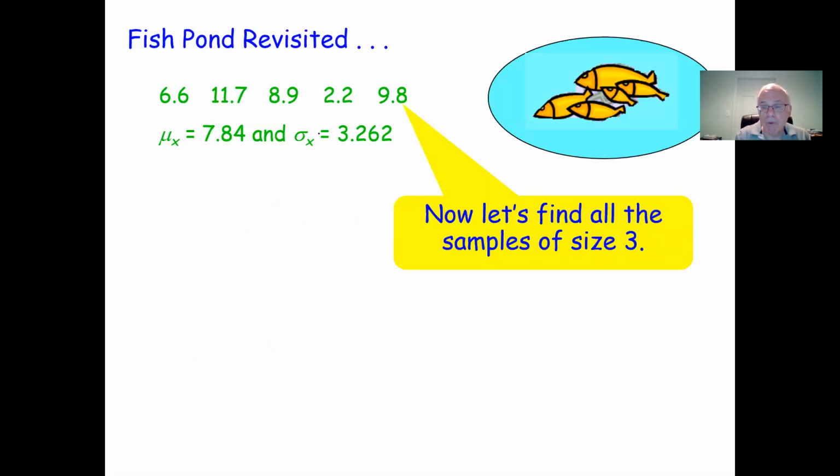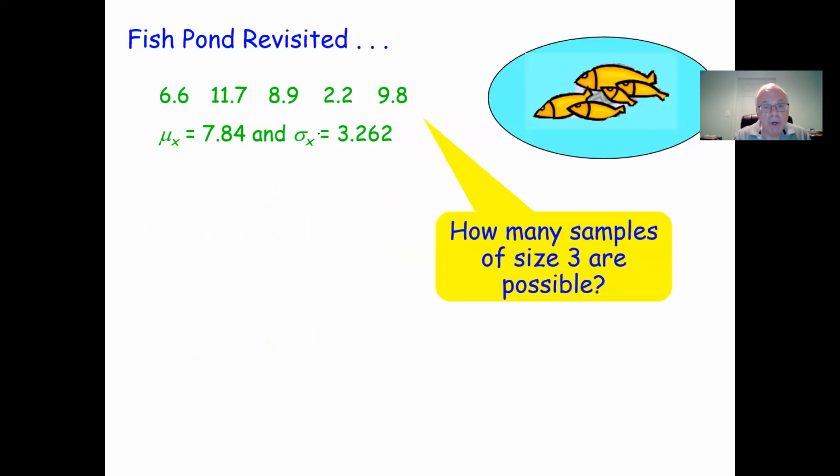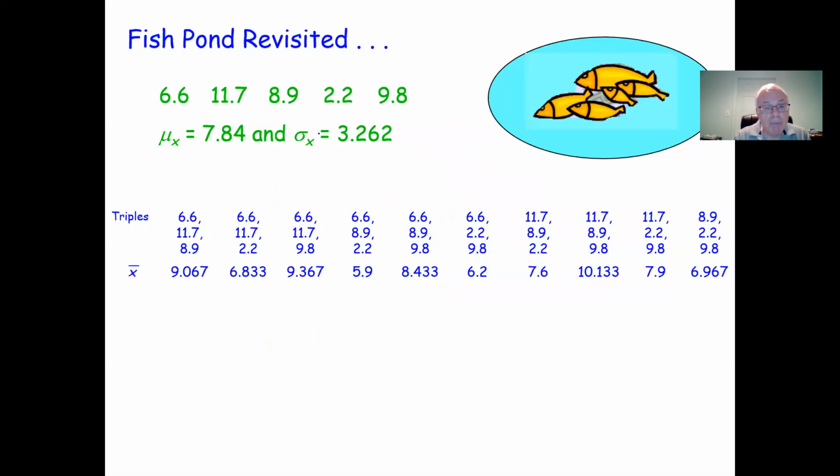Now let's do samples of size 3 from this population of size 5. So how many samples of size 3 are there? Well, here they are. And it's a coincidence, but there's also 10 samples of size 3. Doesn't mean there's always 10 samples of size whatever. It could be a smaller number of samples, it could be a larger number of samples, but this is just the way it works out. So here are the triplets.